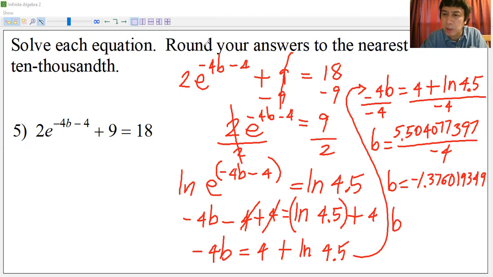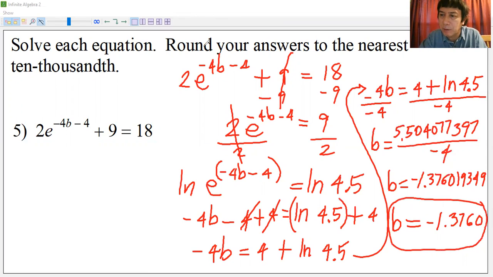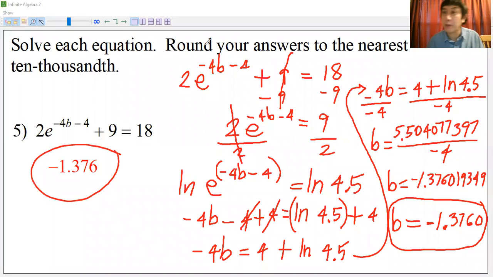And so b is to be rounded to the nearest 10,000th. This will be negative 1.3760. That's it. Final answer. All right, let's check. And we are correct. All right, that's for number 5. Let's continue with number 6.